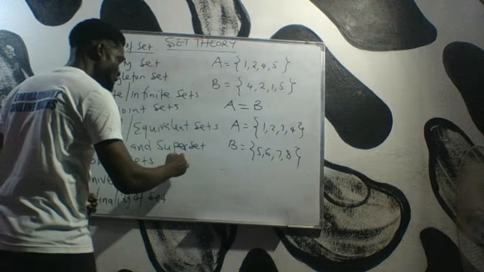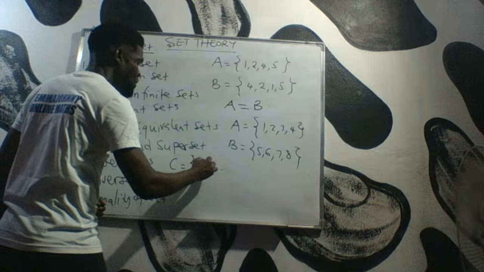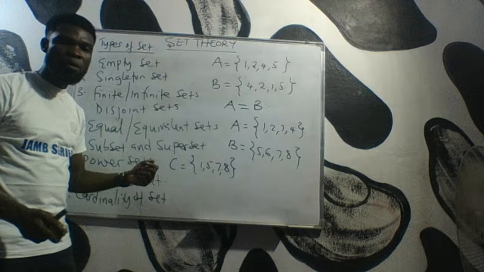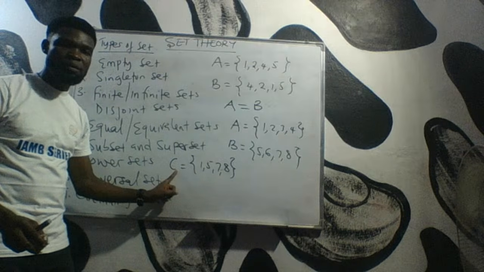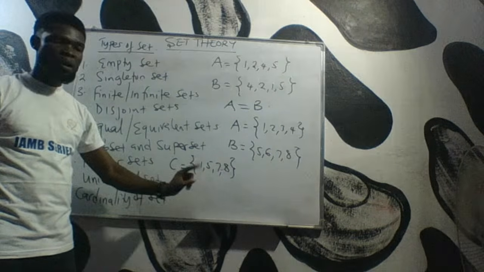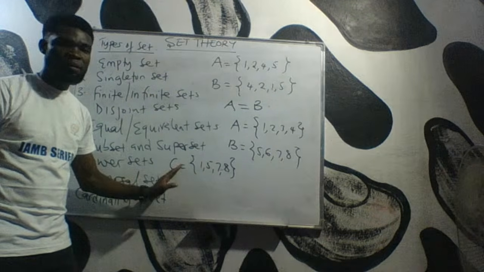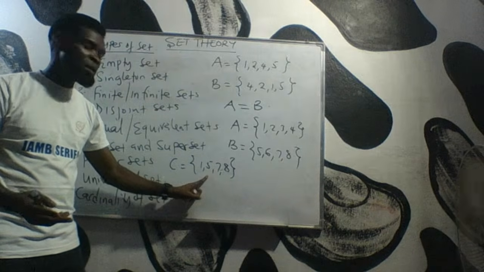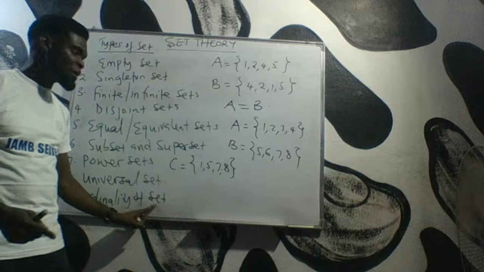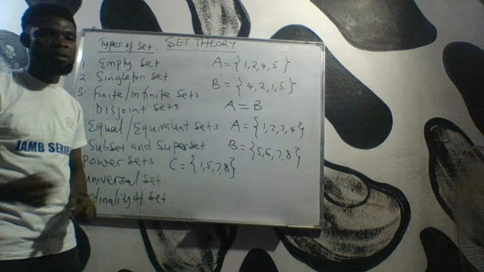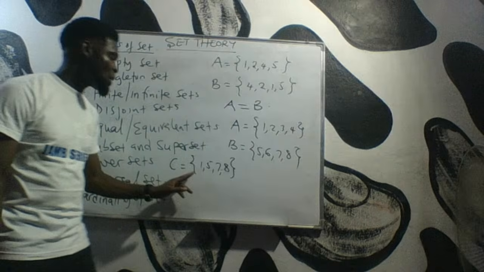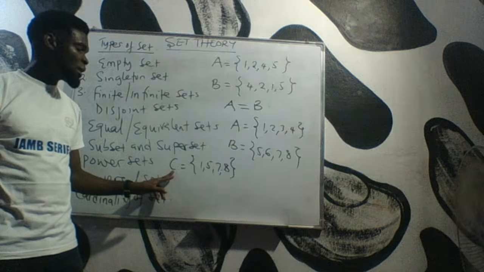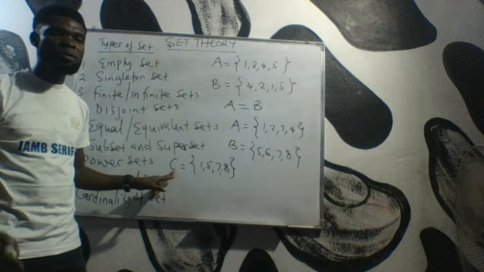Now, if I have a state, say C, equal to 1, 5, 7, 8. The question is, what is the number of elements in state C? Let's count. 1, 2, 3, 4. There are 4 elements in set C. Therefore, we say that the number of elements in set C is 4. So mathematically, cardinality of a set simply means the number of elements in a set. So instead of saying what is the number of elements in set C, I can say what is the cardinality of set C. So cardinality simply means the number of elements in a set.